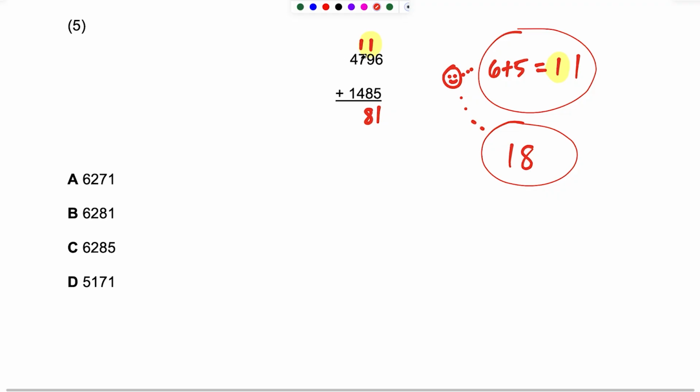So next we're doing 1 plus 7 is 8, and 8 plus 4 is 12. So when I think of 12, I'm thinking of the 2 showing up first in the ones place, so I write that first, and then I carry the 1 to the next column. And then I go 1 plus 4 is 5, and 5 plus 1 is 6. And we get 6,281, which tells us choice B is our answer.